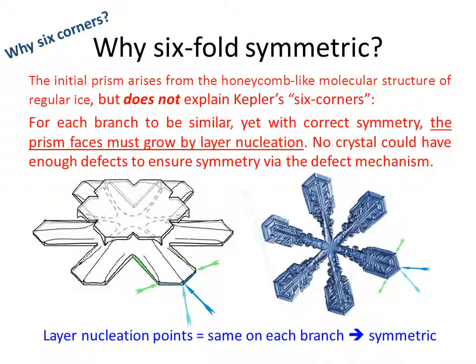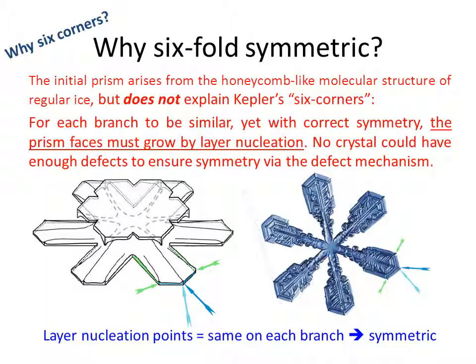Let's briefly review why this happened. Why are the 6 branches so nearly identical? Now, the initial prism arose from the honeycomb-like crystal lattice of regular ice, but that hexagon is not what we see. To have 6 corners, each branch must grow the same as the other 5. For this to happen, the prism face must grow by layer nucleation. As pointed out by Sir Charles Frank, no crystal could be so defect-ridden as to have exactly the same growth rate by defects in all faces.